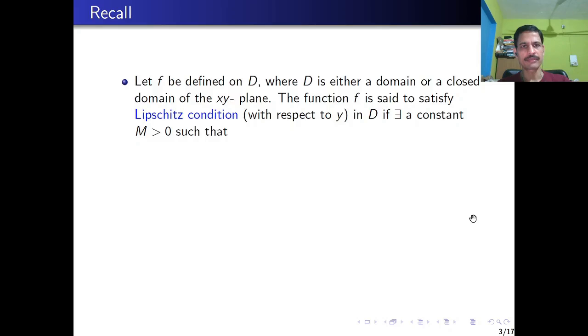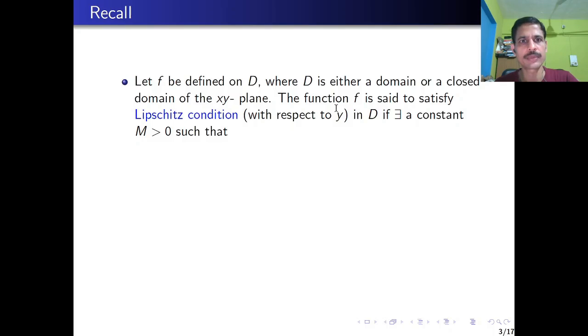Let f be a function on a domain D. The D is assumed to be a domain or a closed domain in the xy plane. By a domain we mean an open set in the xy plane, and by a closed domain we mean a closed set in the xy plane. By a closed set we mean that the set contains all its limit points. So here f is a two variable function.